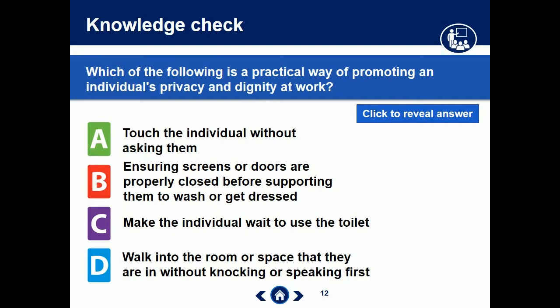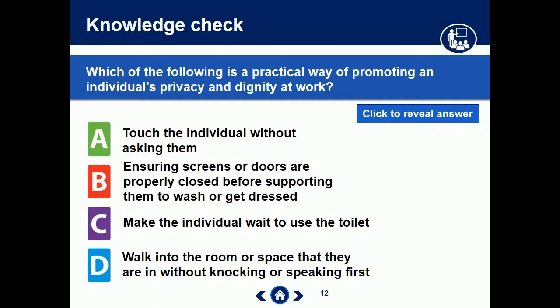B. If your role involves supporting individuals to wash or dress, make sure you protect their dignity and privacy by making sure curtains, screens or doors are properly closed. C. If someone needs support to go to the toilet, they should not have to wait or be left too long for you to return.